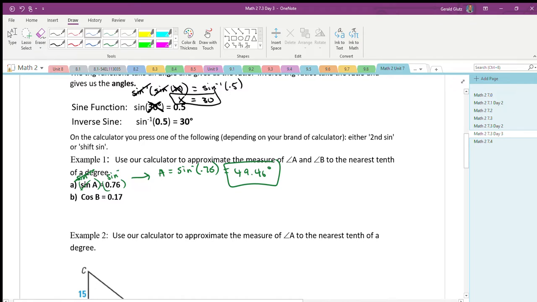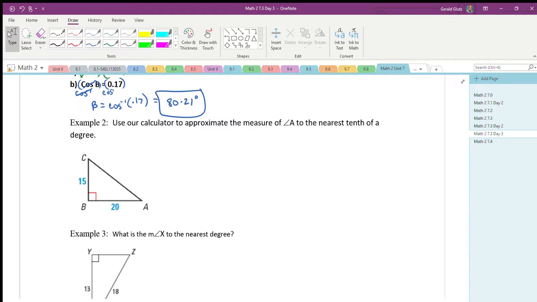Cosine of B. So to get rid of this cosine, I'm just trying to get B by itself. I take the inverse cosine of cosine B and of the other side, 0.17. Cosine and cosine inverse cancel each other out. So I'm left with B equals cosine inverse of 0.17. So on your calculator, you got to type in 0.17 first, and then inverse cosine, and you should get 80.21. And this is degrees because, again, we're finding angle measure, so it should be in degrees.